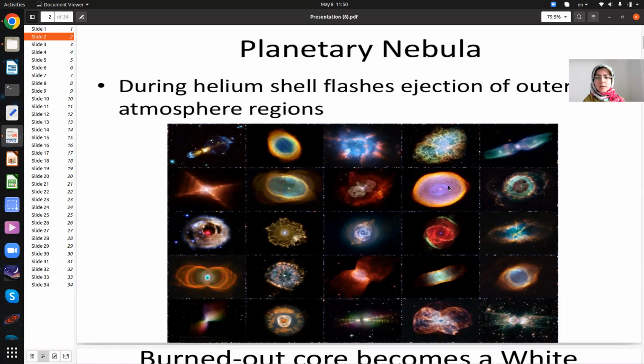Now we can say that our sun can be something like this or this or this because it's a singular star. Singular stars become something like this with a ring. It is somehow spherical. But for stars that are binaries, they will be something like this or this or this or this. They are binary stars.